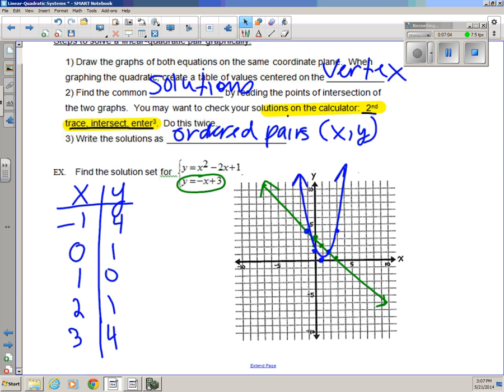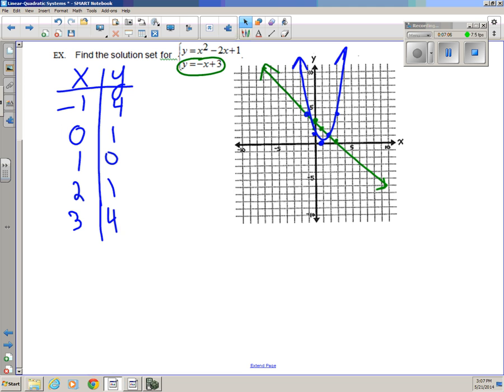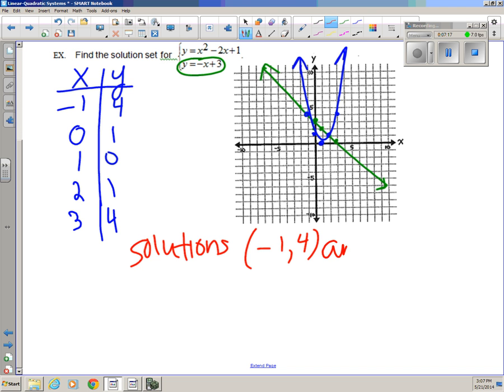You're centering it around your table of values. And then for your solutions, you're going to write, and I'll put this in a different color, my solutions are going to be -1, 4, and remember there's 2 points, and 2, 1. Okay, so that's the graphic approach.